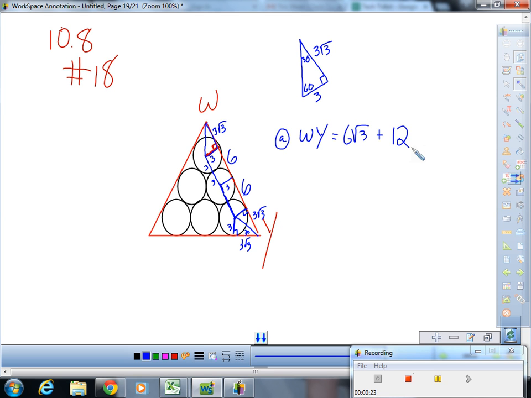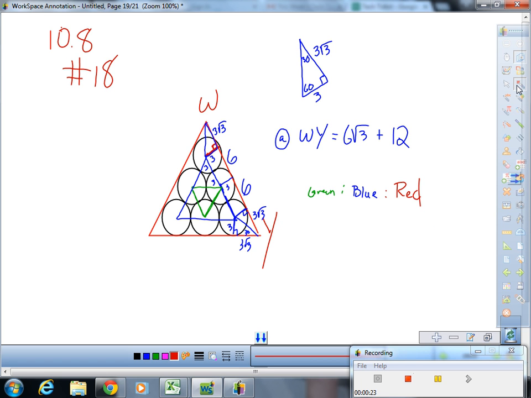Part B says, find the ratio of the perimeters of ABC, so that is this green one, to PQY, which is this one, to blue, to red. Find the ratio of their perimeters.